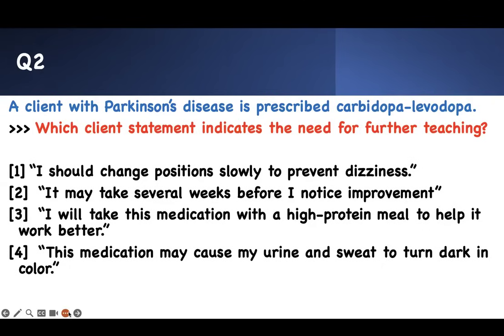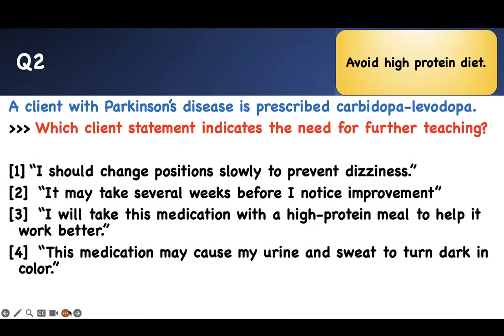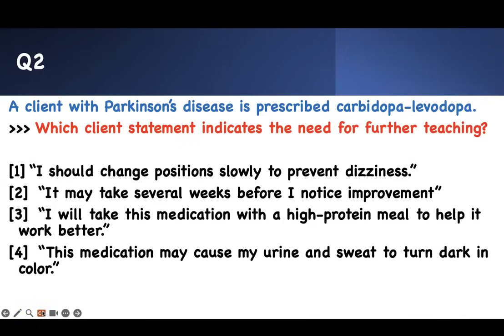Test taking strategy, go for the buzzword. Test taking strategy, I want you to go for the buzzword. What is the buzzword? Carbidopa-Levodopa and further teaching. That's all. This medication causes what? Dizziness. Therefore, you should change position slowly.